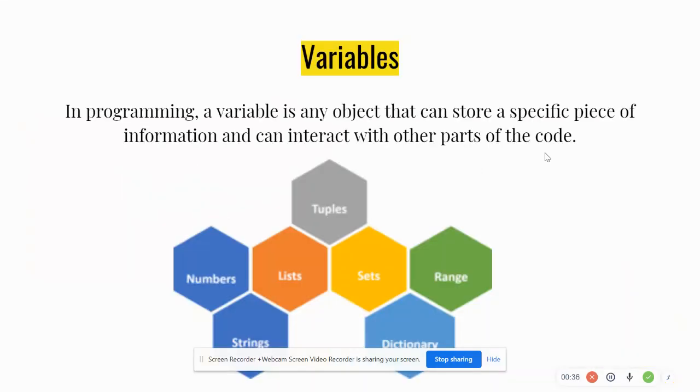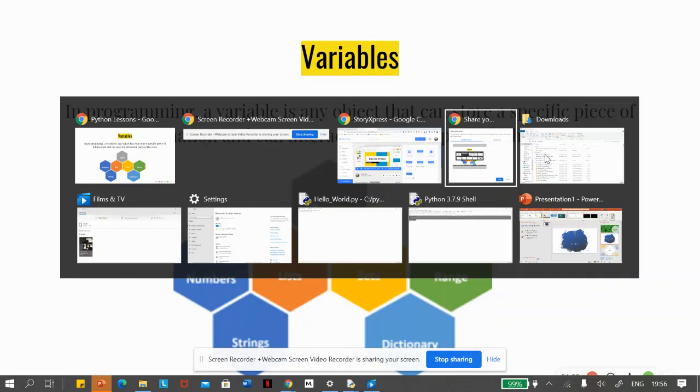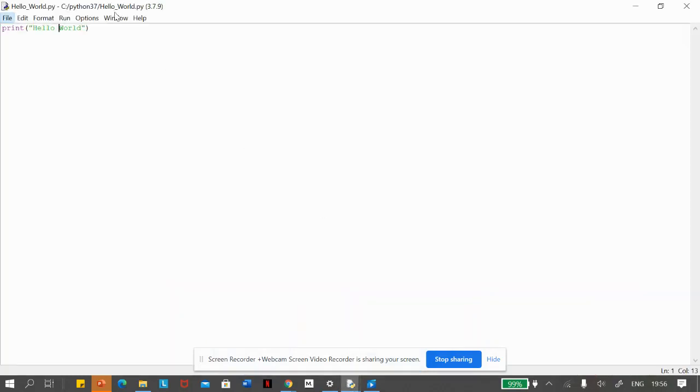This is variables. For those who don't know, a variable is any object that can store a specific piece of information and can interact with other parts of a code. So, for example, a variable may be a number or a piece of text or a symbol, or it can be literally anything that you want. If you're still unsure, let's write this to make it a little bit more clear, shall we?